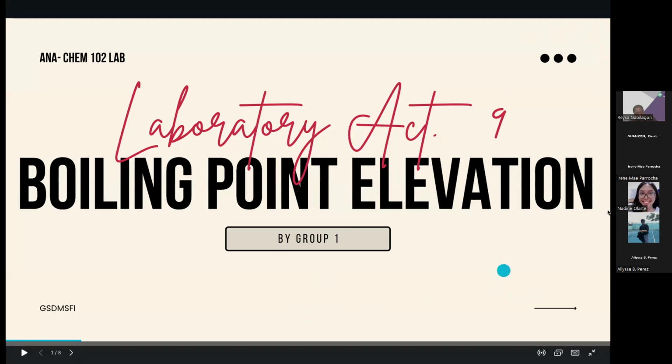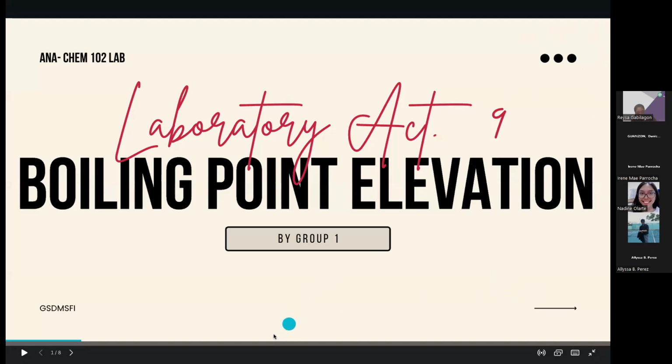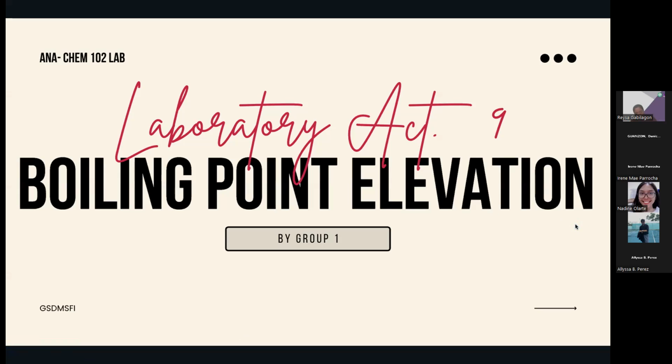For today's report, we will talk about boiling point elevation. Before I proceed, let us first define what boiling point elevation is. Boiling point elevation is the phenomenon that occurs when the boiling point of a solvent is increased when a compound is added. During this experiment, we were able to evaluate and determine how the amount of solute influences the increase in boiling point of a liquid.